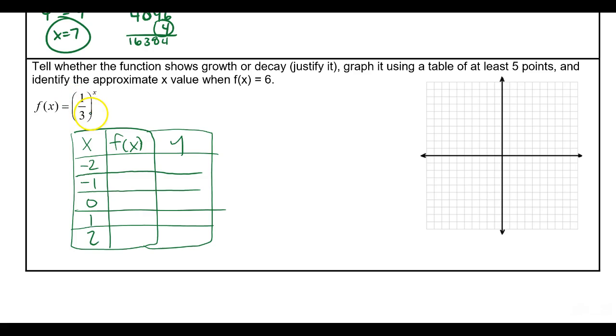Okay, so now let's plug that in. So now 1/3 raised to the power of -2. Well, remember that a negative exponent, if we want it to be positive, basically flips our number. So now instead of being 1/3, we can flip it, and now it becomes 3 squared. So we flip the fraction, and then the exponent becomes positive, and that's equal to 9.